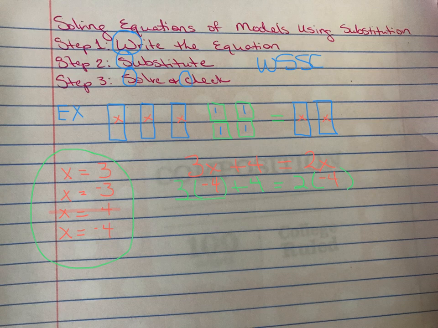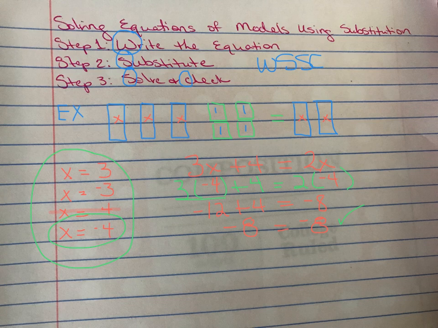and then with the substitution and then solve that, let's see what we get when we check it. So 3 times -4 is -12, plus 4 is equal to 2 times -4, which is -8. So -12 plus 4 is -8, and that is equal to -8. So -4 is the answer for x in our substitution.